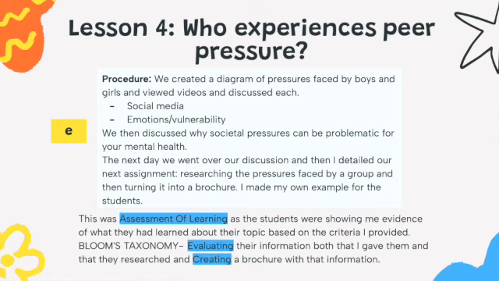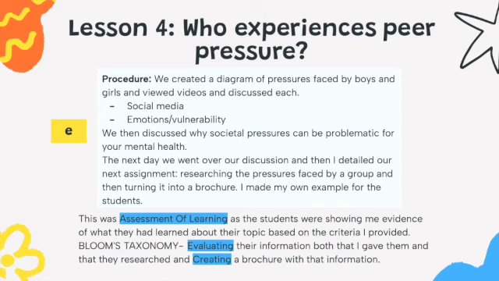The next day, we went over this discussion and I detailed our next assignment, which was researching the pressures faced by a group and then turning it into a brochure. So I made my own example for the students, which I'll show you in the next slide. This was an assessment of learning, as the students were showing me evidence of what they had learned about their topic based on the criteria I provided.